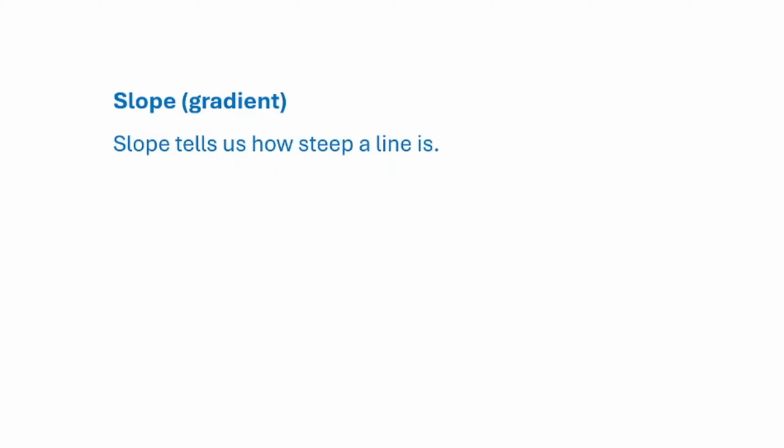Slope or gradient tells us how steep a line is. Since we are working with a straight line, the slope is constant, so it will always be a single number. In more complex cases, the slope can change from point to point, but for a straight line, it stays the same. How do we calculate it?